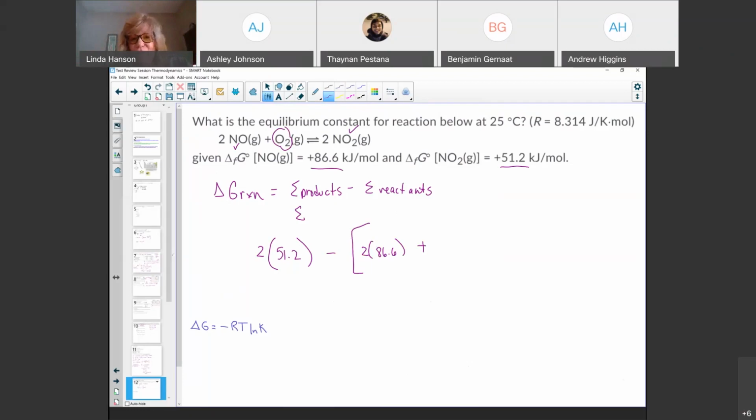Any element in its natural state is assigned a 0 for heat of formation, as well as Gibbs free energy of formation. So oxygen is just a 0. So it's another little sneaky way I could get that in for review. Delta G is 2 times 51.2 minus 86.6.